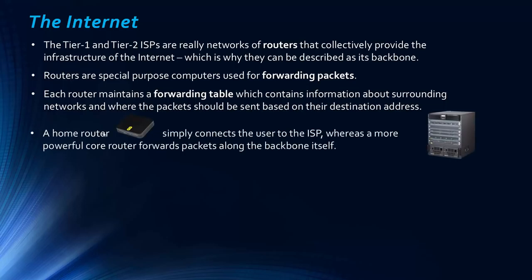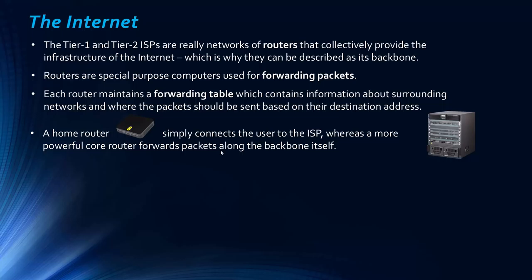So a home router that sits in a corner in your house looks a bit like this. If it's a wireless one, it will have the antennae, and it simply just connects the user to the ISP. Whereas a more powerful core router, this is one that may be used in a business. It's not a core router necessarily, but it's clearly more powerful than this little home router.